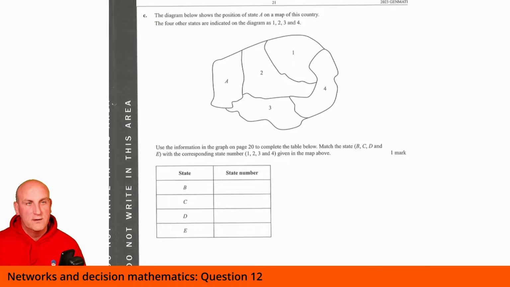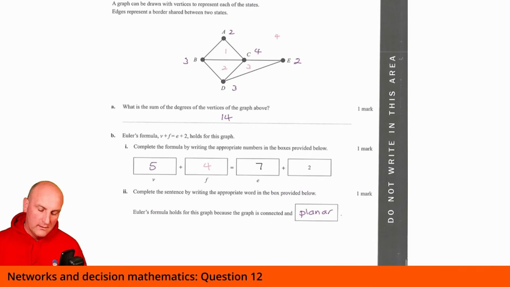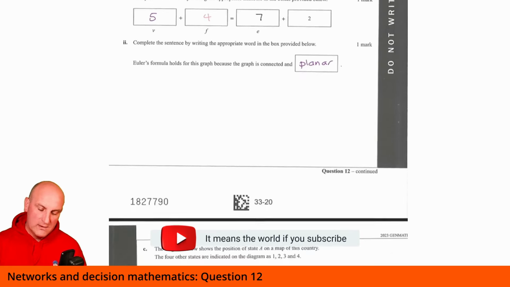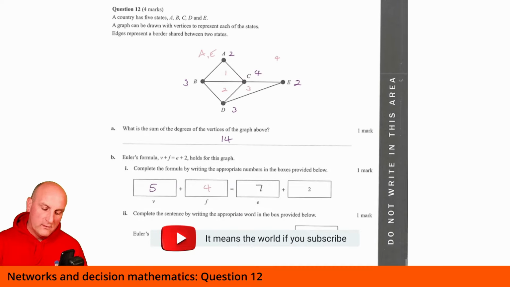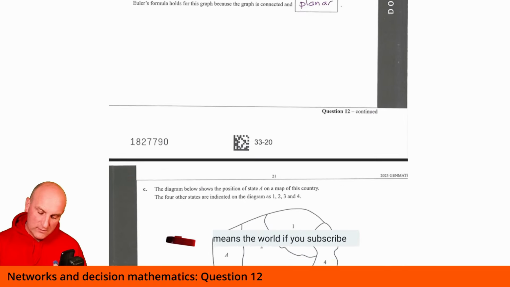Oh my goodness. Right, A has 2 bordering it. So A has 2 states bordering it. This is a great question, right? So 2 states bordering it. This could be A, or it could be E. But didn't they already say we had A there? So A was already given to me. So, let's see where we go with this one.